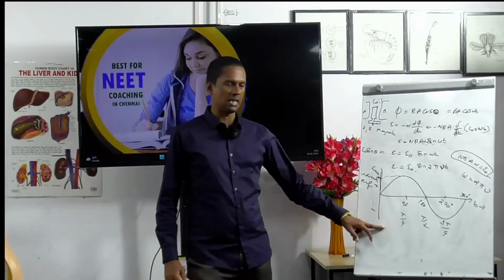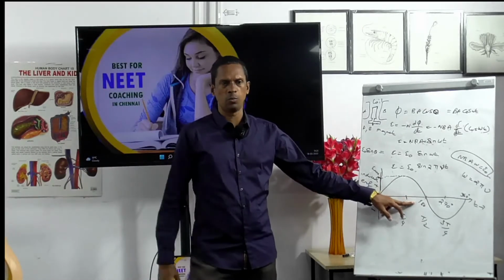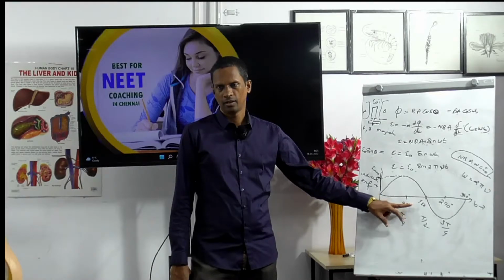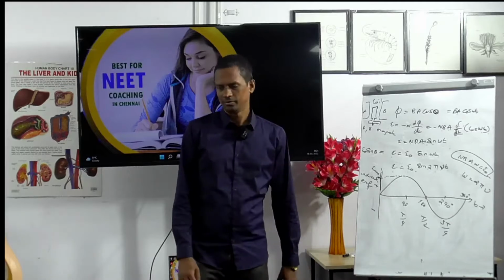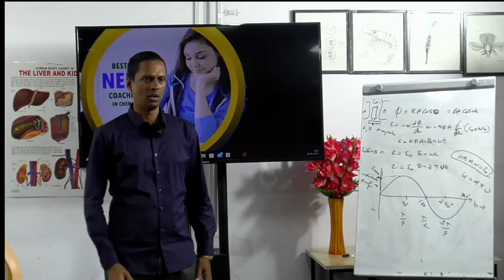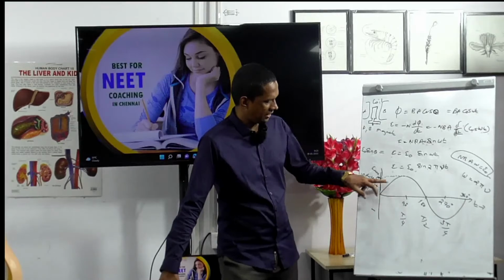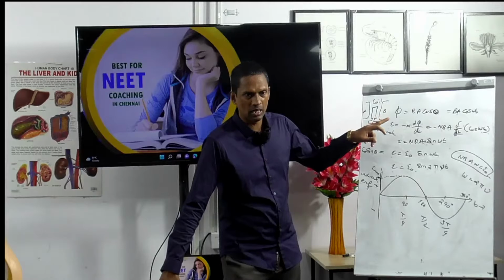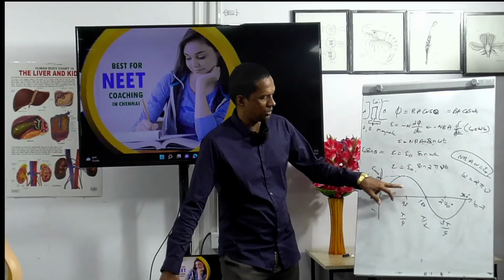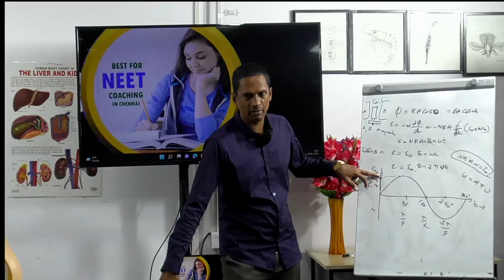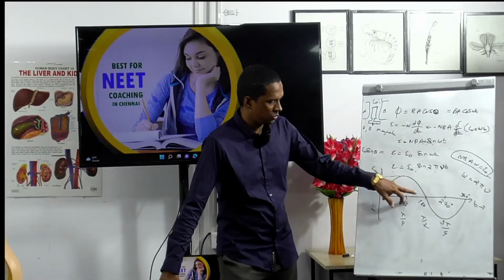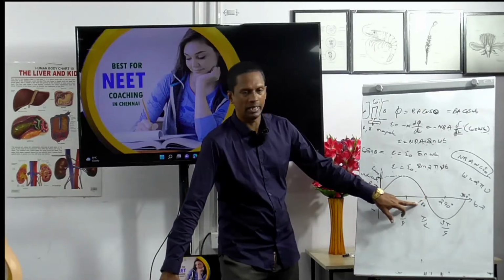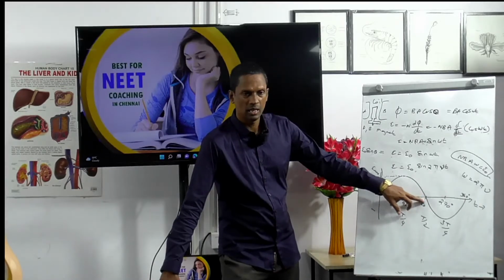Then the same trend: at 180 degrees, what is the output of the current? Zero. This is the current induced at 90 degrees. At 90 degrees the coil is perpendicular to the magnet, and this is the maximum current I will get, which is Emax. Now the current goes to this point, and this angle is 180 degrees, but the current produced is zero.